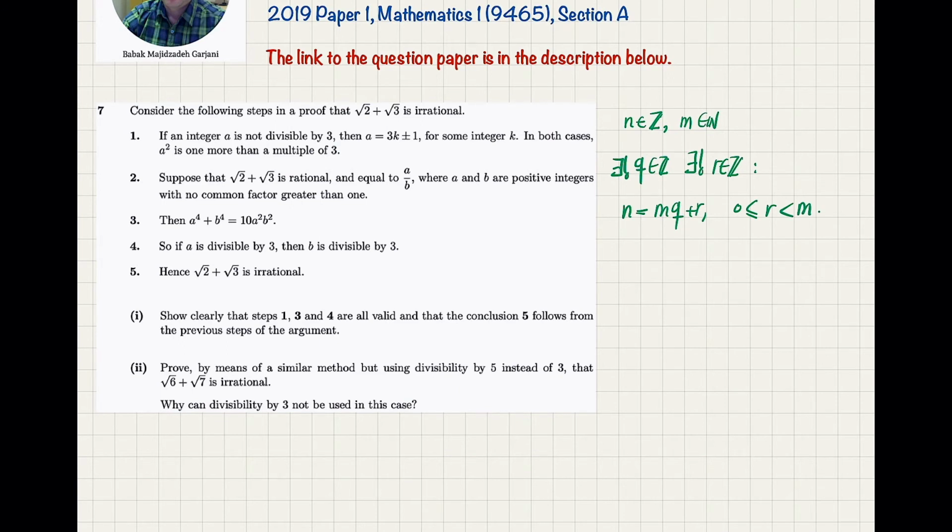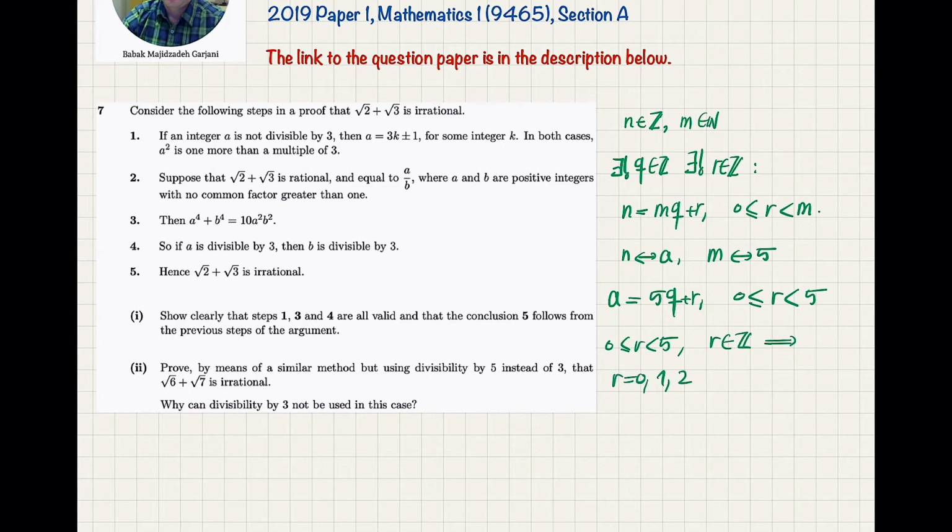Now let us replace n with a, and let us replace m with 5 this time. Then it means that I can write a as 5q plus r, and r is in this interval between 0 and 5, and r belongs to the set of integers. Then it means that r is 0, 1, 2, 3, or at most 4.